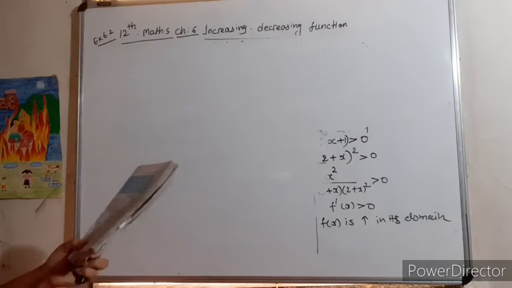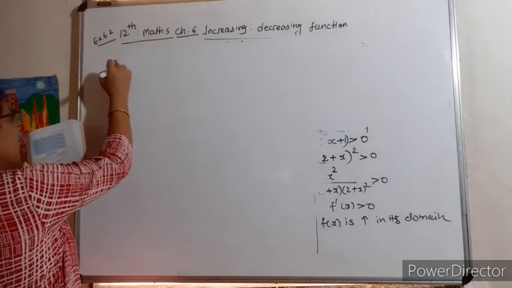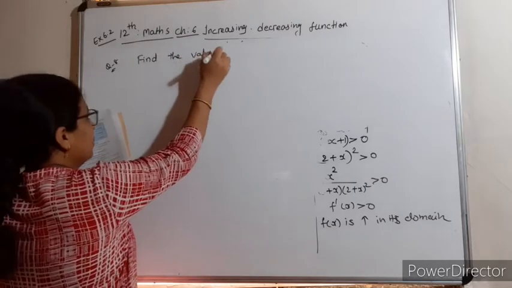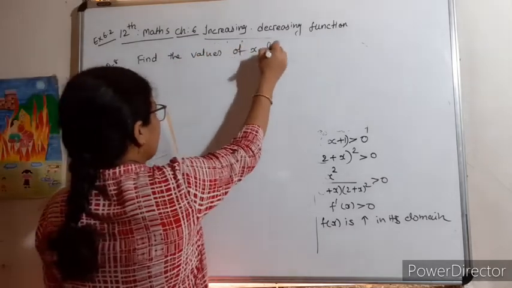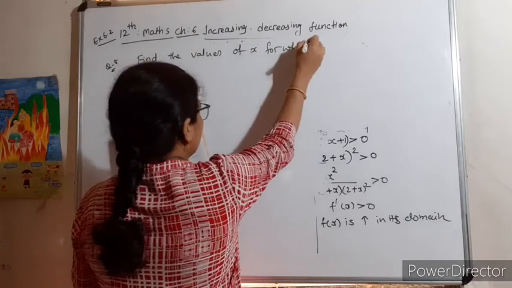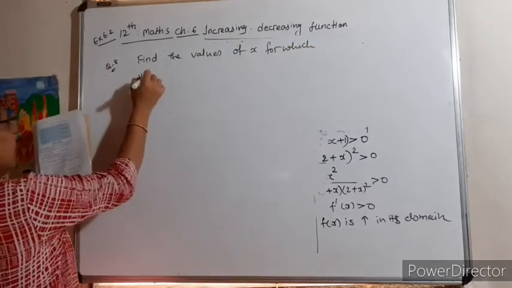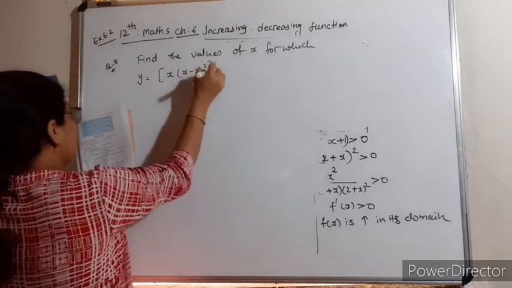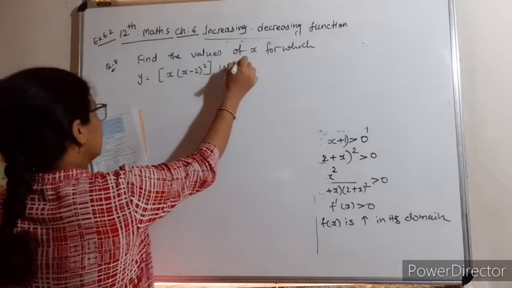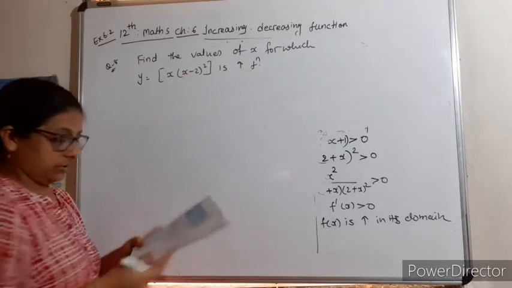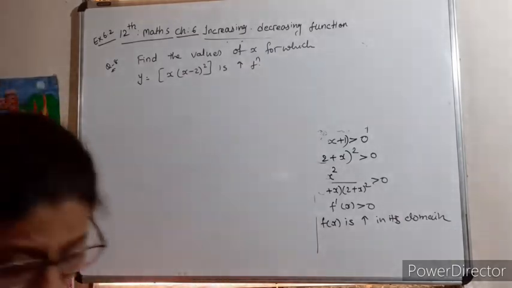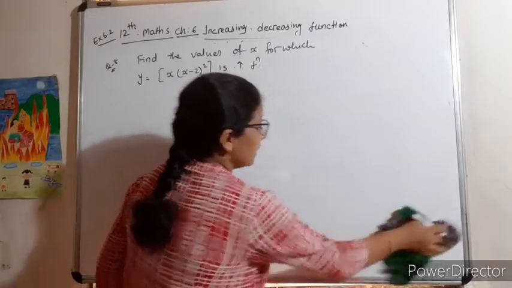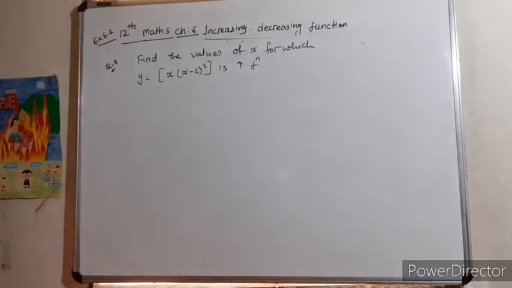Find the values of x for which y is equal to x minus 2 whole square is an increasing function. So again, you have to find the interval. The sum is the same. You just find the interval in which the function is increasing.